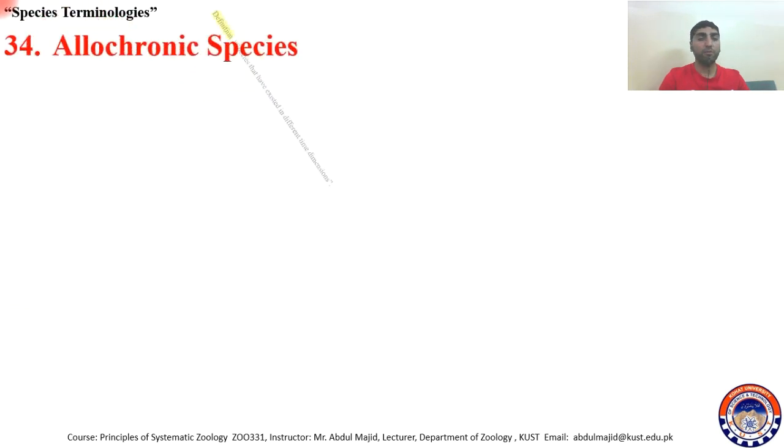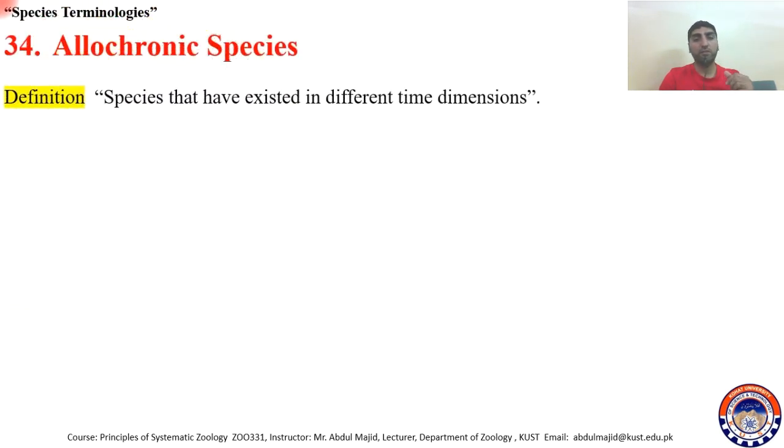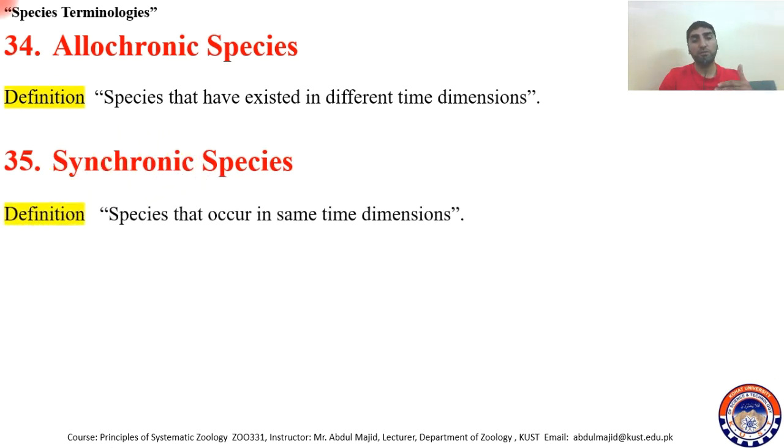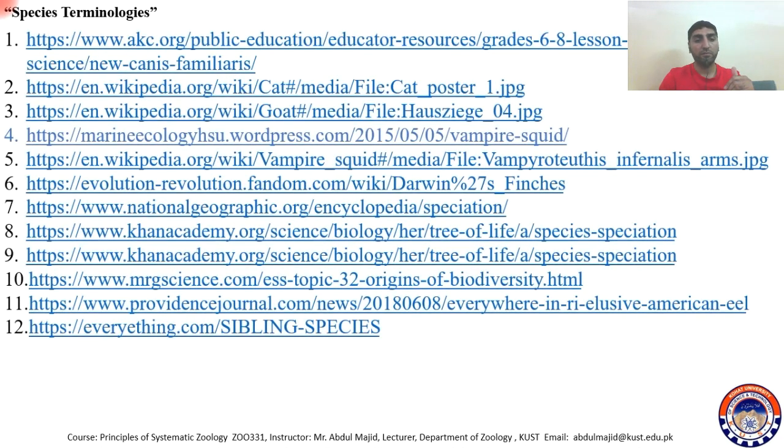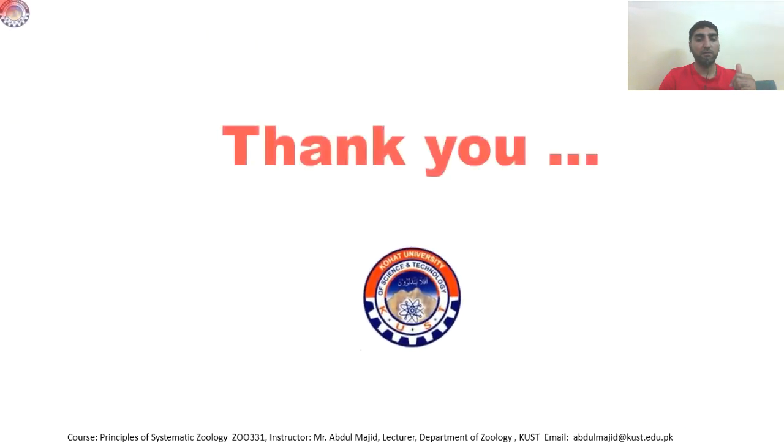Then there is Allochronic species. Species that have existed in different time dimensions are known as Allochronic species. And Synchronic species, which is the opposite, means all those species which occur in the same time dimension are known as Synchronic species. These are the differences, and thank you so much.